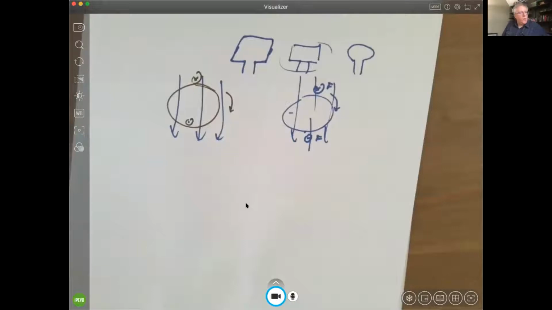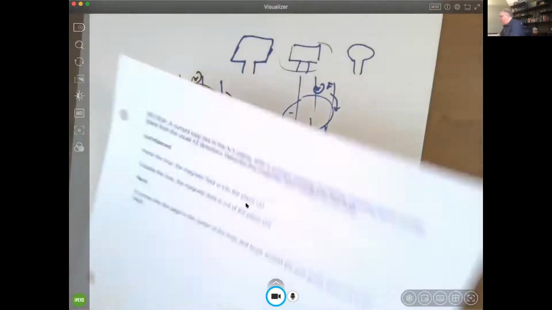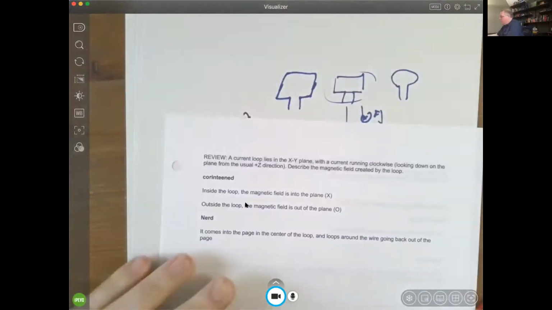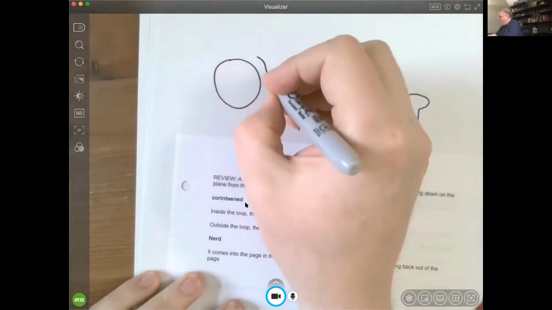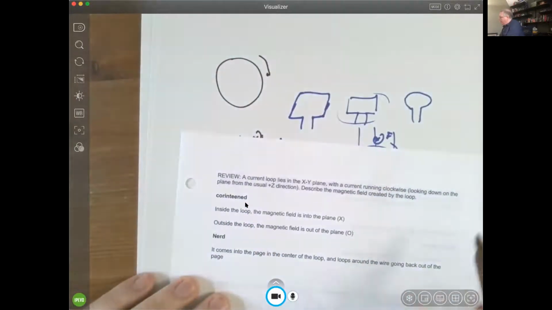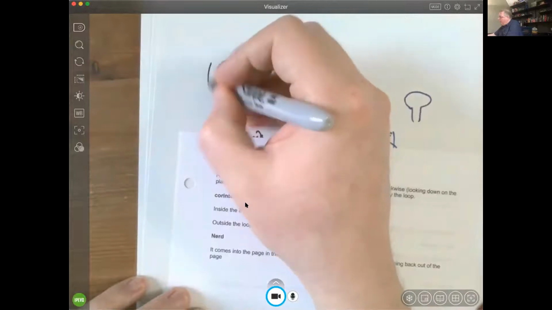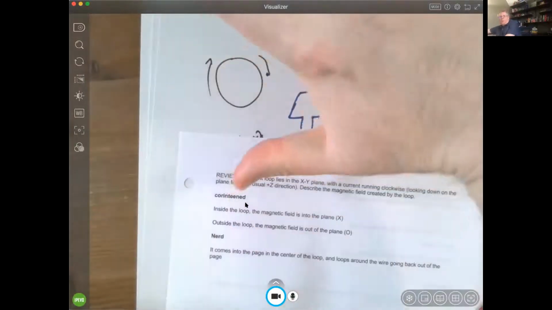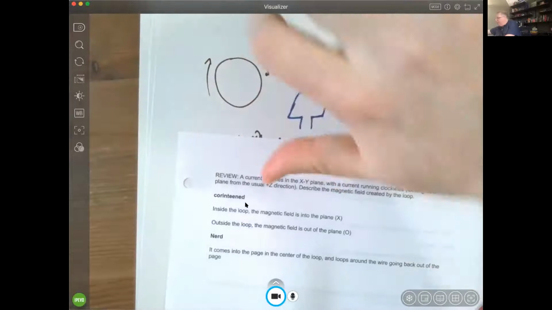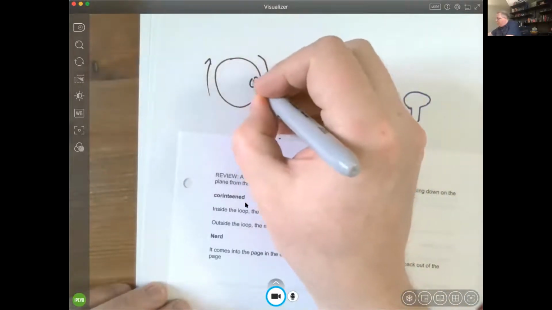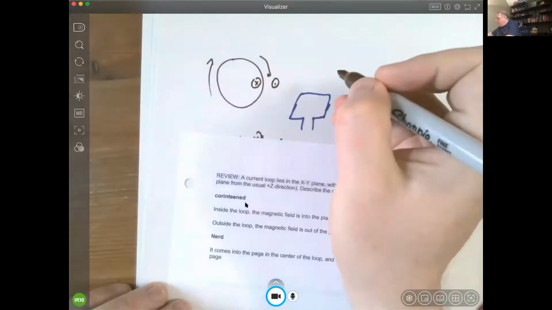And I gave you another warm up on that, right? And so this is the same loop again. I've got the same loop with a current running clockwise. And now describe what the magnetic field is, right? So if the current's running down there and up there, I put my thumb along the direction of this wire here, and that means that right here, I will see a field going into the page, and here it's coming out.